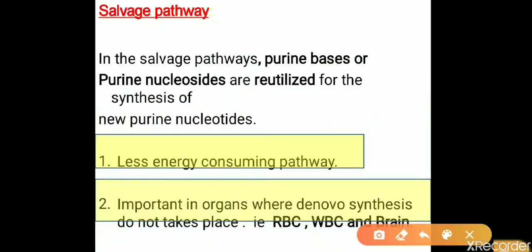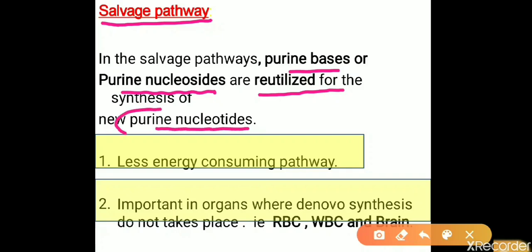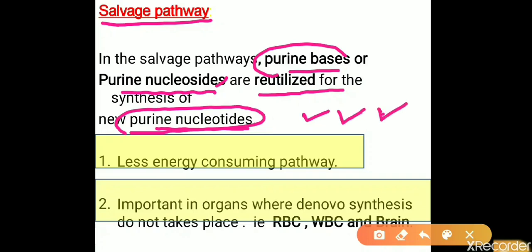And regarding salvage pathway, actually this salvage pathway is a recycling pathway. This pathway reutilizes the used purine bases or a purine nucleoside for the formation of a new purine nucleotide. So a new purine nucleotide is prepared from a purine base or a purine nucleoside. And this pathway takes place in RBC, WBC and in brain.